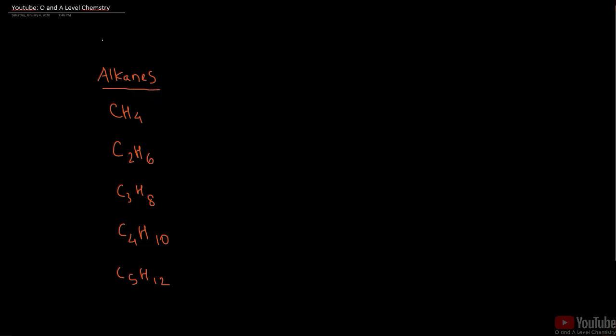So alkanes generally have this general formula, CnH2n plus 2. So here C was 1, so H was 2 times 1, which is 2, plus 2, 4, and so on and so forth. These are alkanes, and I'm just going to write the names.